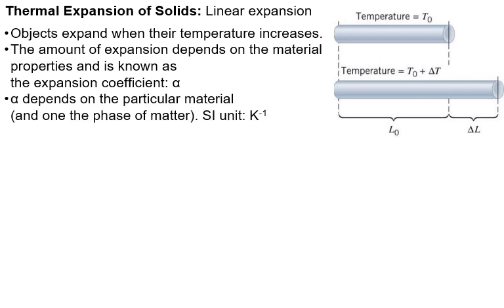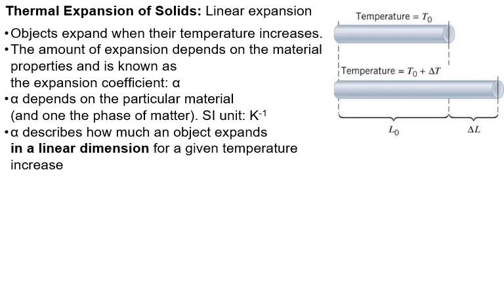Alpha depends on the particular material and on the phase of the matter. The SI unit is the inverse Kelvin, so the coefficient has units of 1 over Kelvin. What alpha does is it describes how much an object expands in a linear dimension for a given temperature increase. In the picture in the upper right, you have some rod that has some length at a nominal temperature that we're going to call T naught. You increase the temperature by some delta T, and the length increases by some additional length, delta L. And alpha tells you about that expansion.